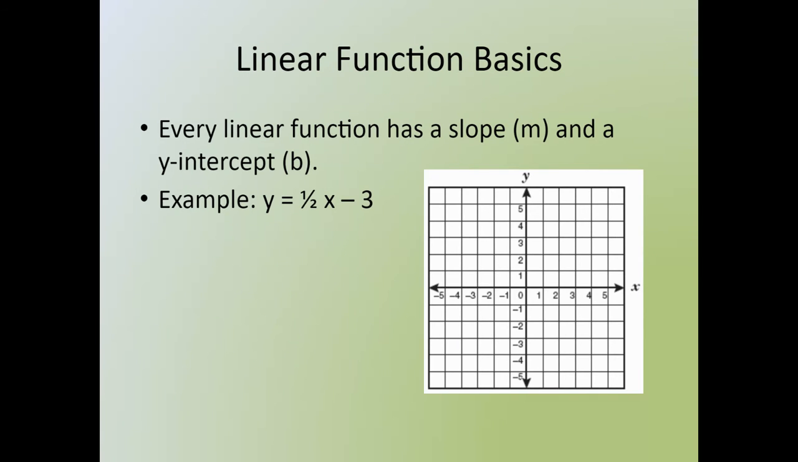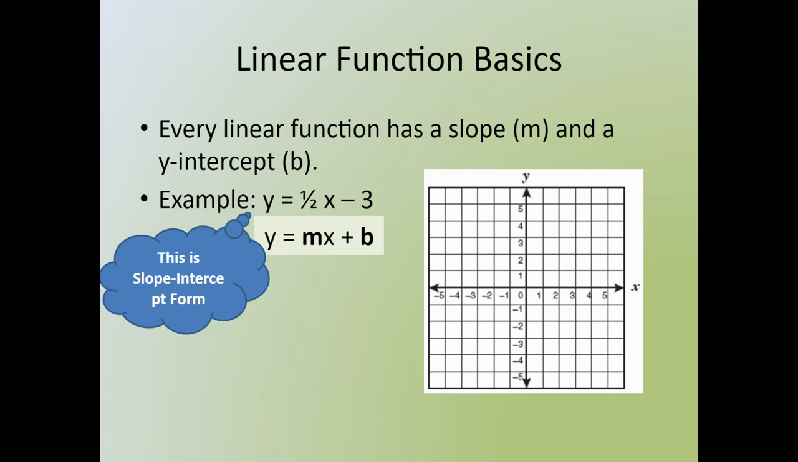Okay, let's talk about some linear function basics. Every linear function has a slope, which is represented by the variable m, and a y-intercept, which is represented by the variable b. Let's take a look at this example. We have the equation y equals 1/2 x minus 3. This equation is in slope-intercept form, y equals mx plus b. So that means the value of the slope is 1/2 and the value of the y-intercept is negative 3.